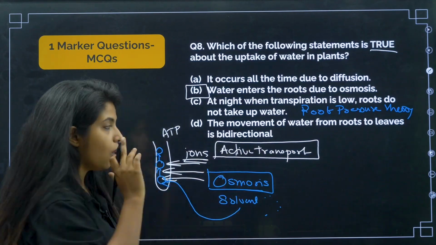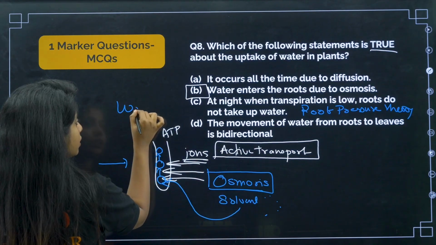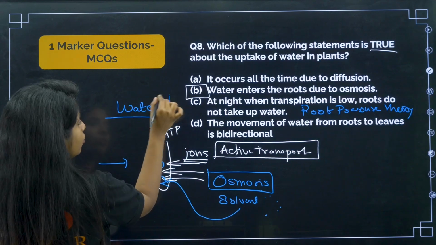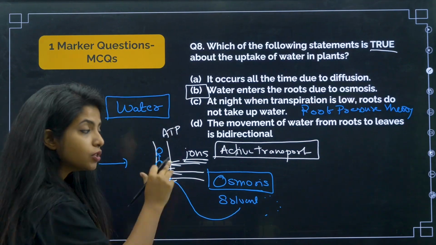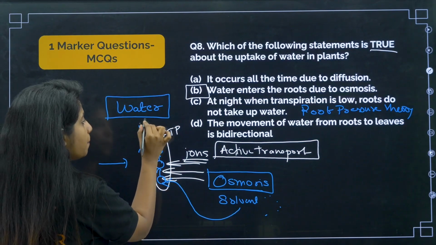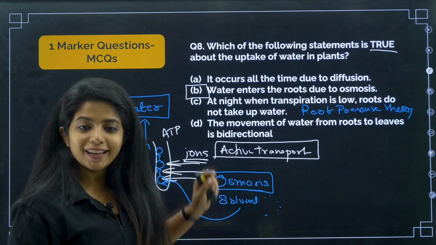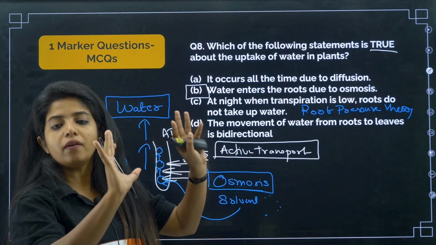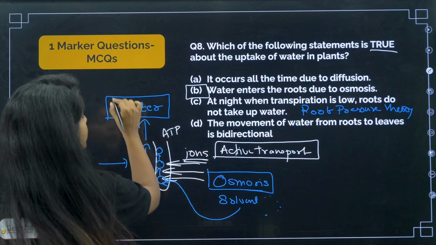No, my dear children. Always remember, the movement of water is unidirectional. Wherever you go, the movement of water will be unidirectional. That is, from the soil, the water will be moving upwards. That is the only way. It cannot go downwards. It always goes upwards. This is what you mean by unidirectional movement.